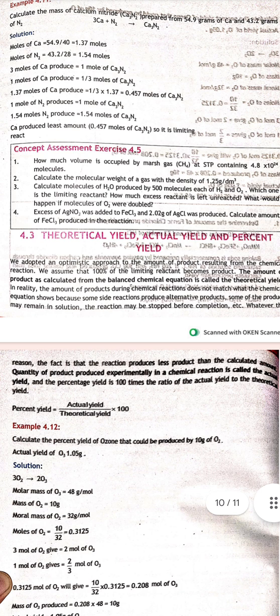0.47 has the least amount, so it's the limiting reactant. The reactant that has the least amount limits the reaction, and it limits the amount of product, so it's calcium nitride.